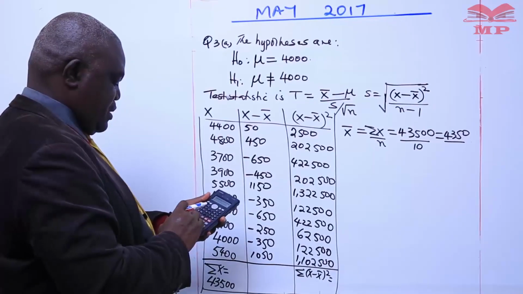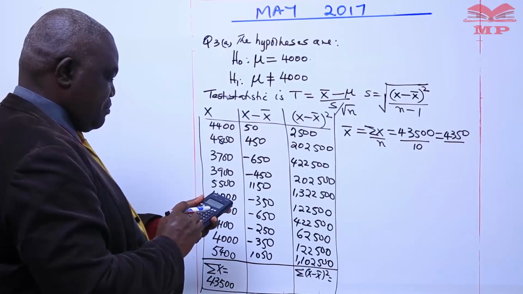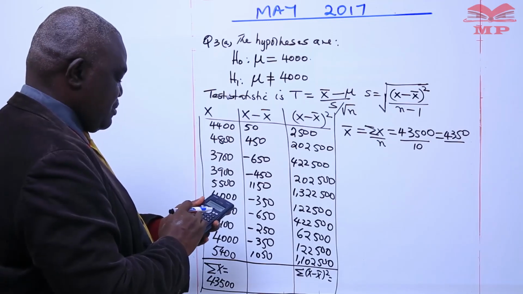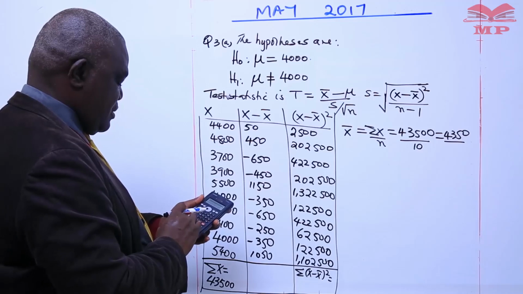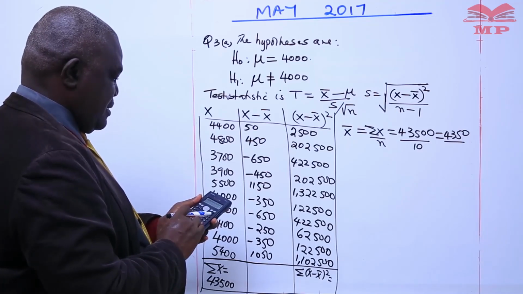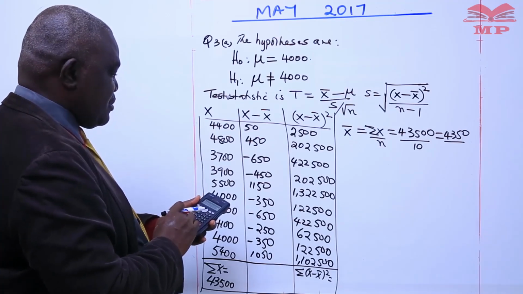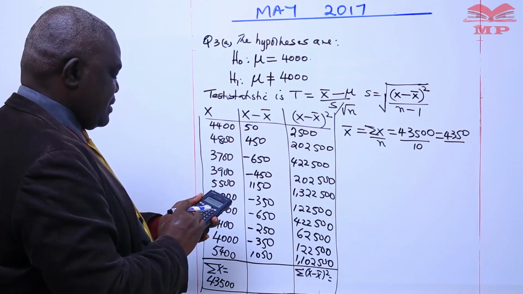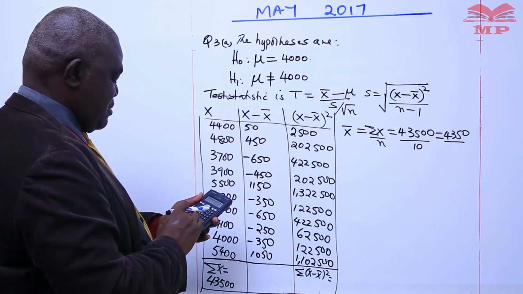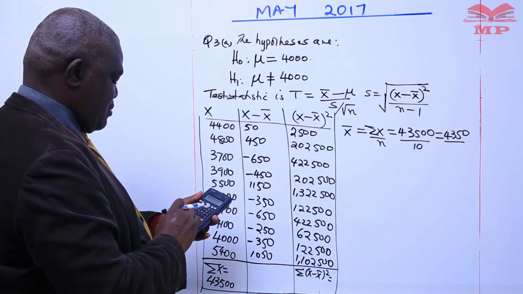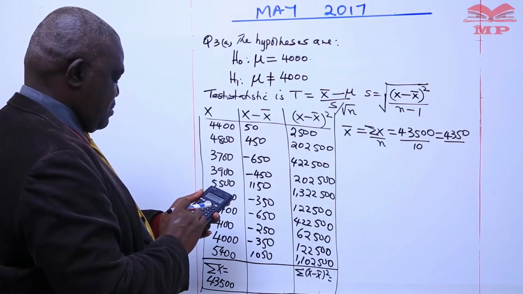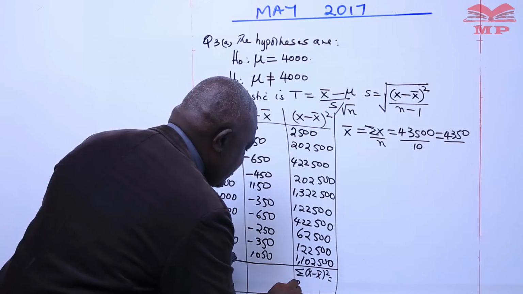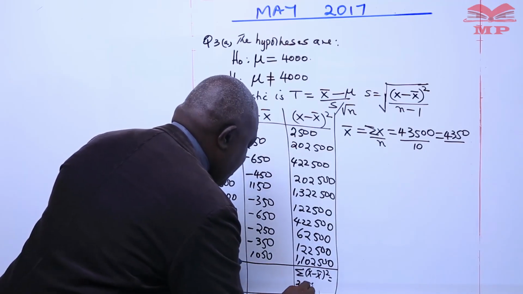Then I add these values: 122,500 plus 62,500 plus 422,500 plus 122,500 plus 1,322,500 plus 202,500 plus 422,500 plus 202,500 plus 2,500, which gives me 3,985,000.